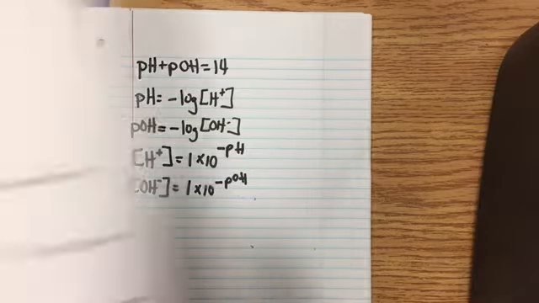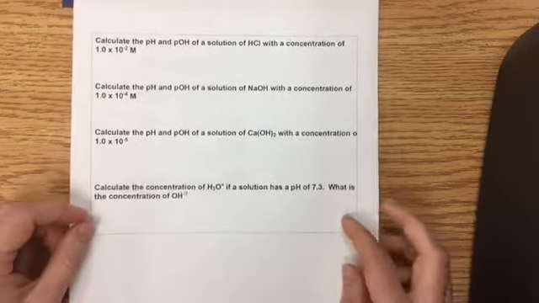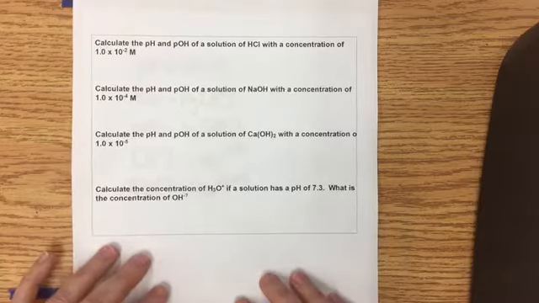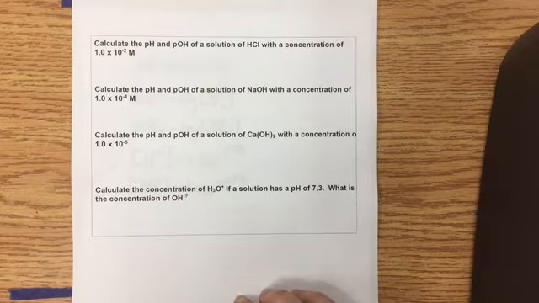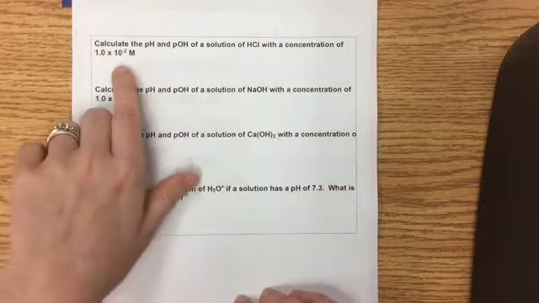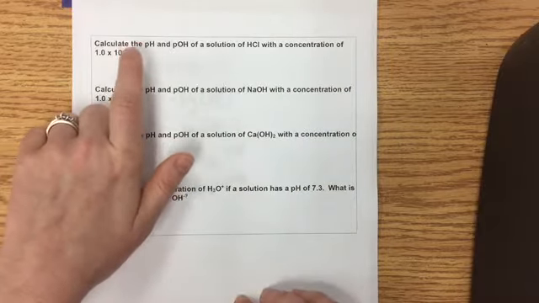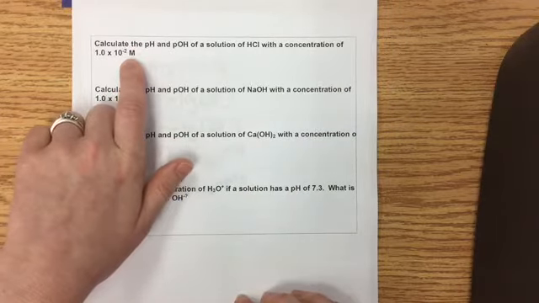Okay, so here are a couple of practice problems that I want to go over with you. We're going to read the first one together. It says, calculate the pH and the pOH of a solution of HCl with a concentration of 1.0 times 10 to the negative 2 molar. Now remember that we do have to use concentration. That concentration must be in molarity, or capital M.